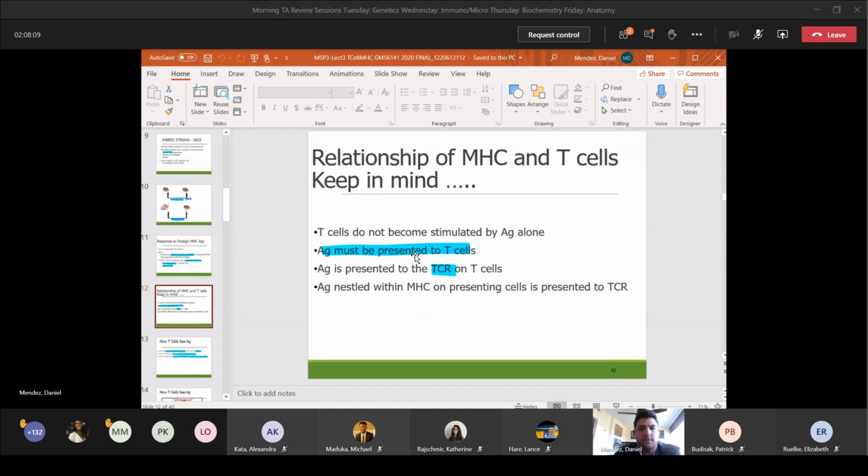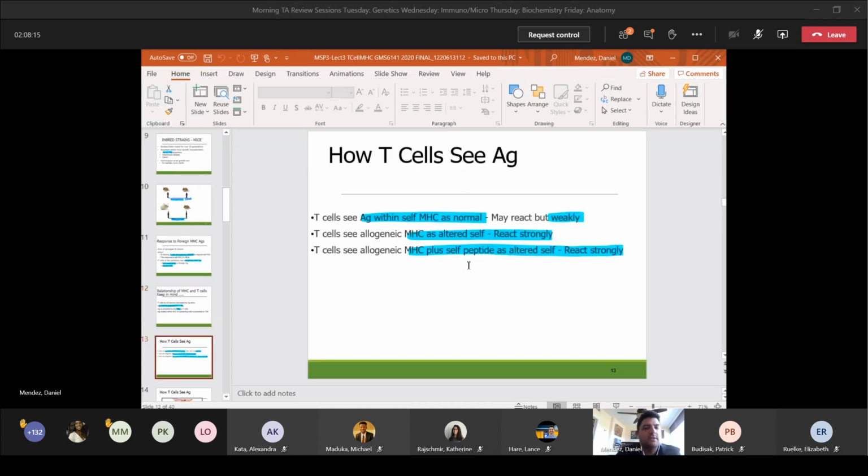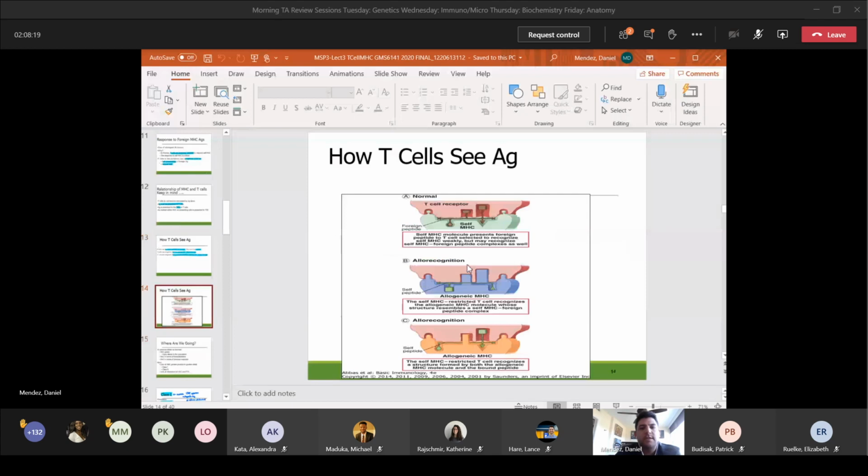And we already know this, that antigens must be presented to T cells, and we have to use the TCR and the MHC. So then this is how they're actually presented. You saw the picture on the last slideshow was better. This one can look a little hectic. Here, you don't need to know the difference between allo recognition and normal recognition. You just need to know that you have your T cell, your MHC, and they bind together, and then you present the antigen.